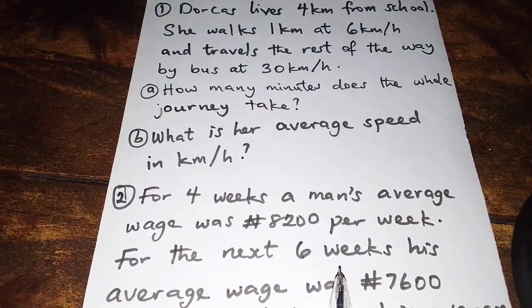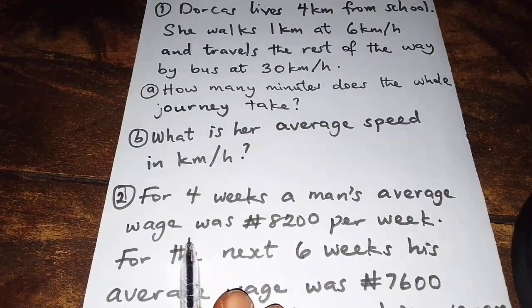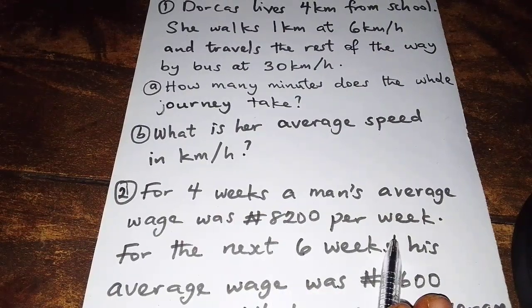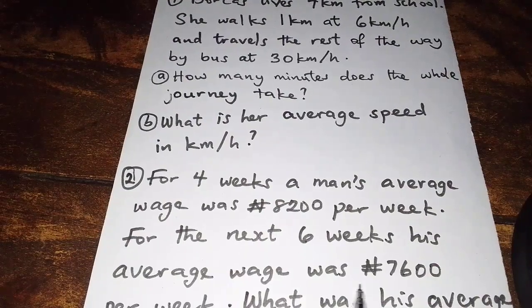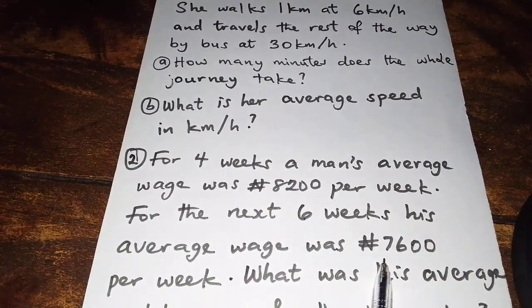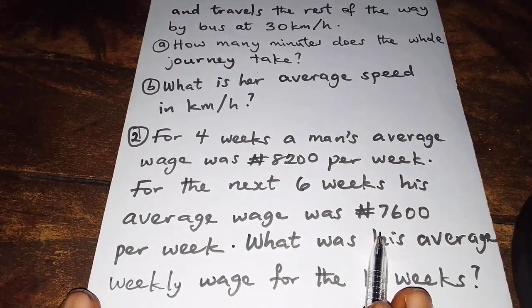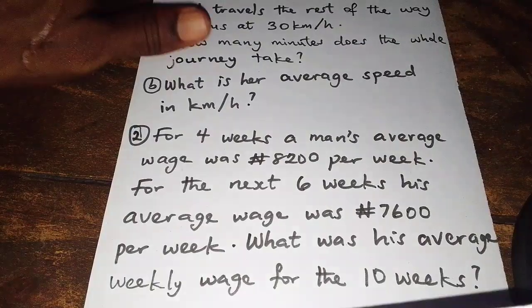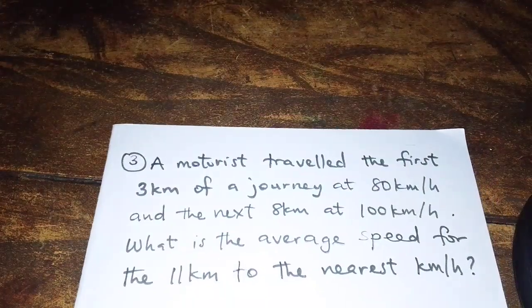Number 2. For 4 weeks, a man's average wage was 8,200 naira per week. For the next 6 weeks, his average wage was 7,600 naira per week. What was his average weekly wage for 10 weeks?